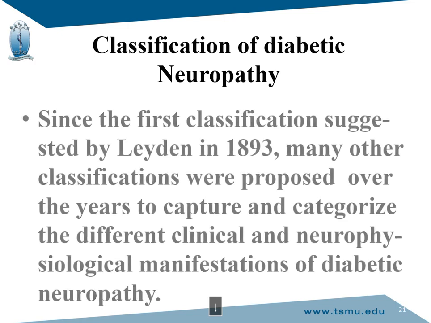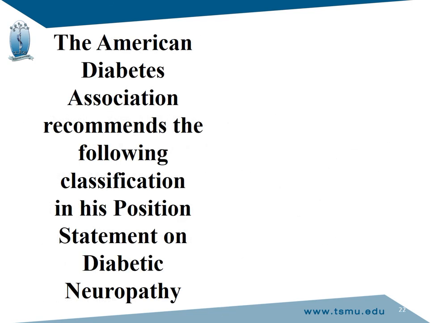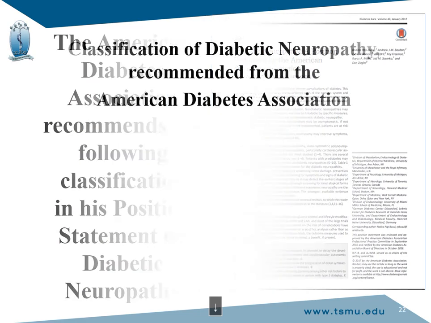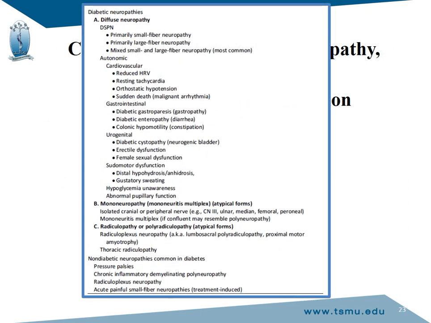Classification of diabetic neuropathy. Since the first classification suggested by Leyden in 1893, many other classifications were proposed over the years to capture and categorize the different clinical and neurophysiological manifestations of diabetic neuropathy. The American Diabetes Association recommends the following classification in its position statement on diabetic neuropathy.